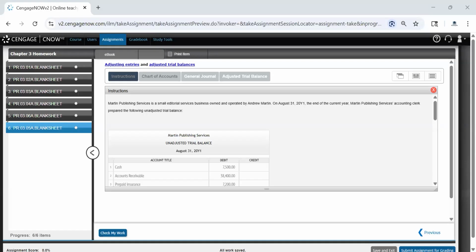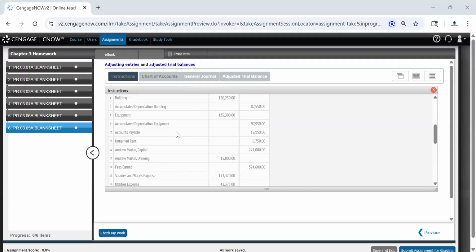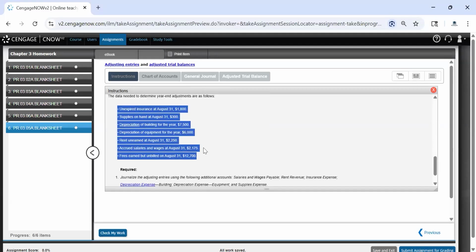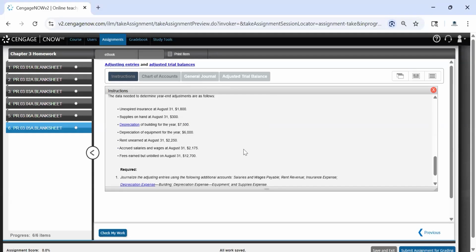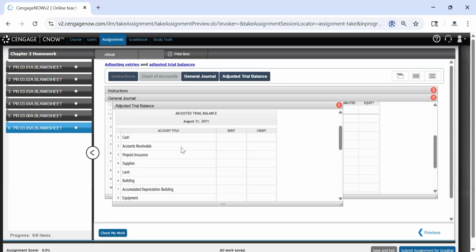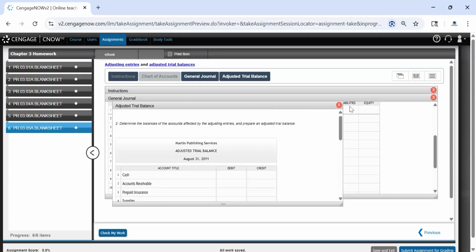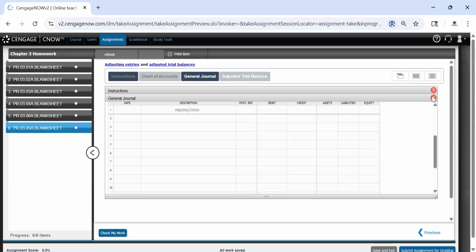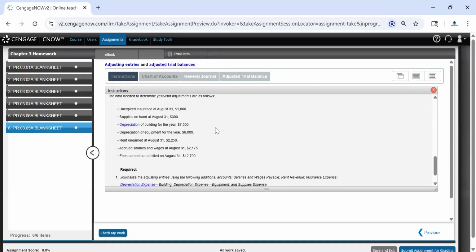We'll be going over a Chapter 3 homework problem for adjusting journal entries and the adjusted trial balance. This homework problem starts with the unadjusted trial balance and then gives us details for 7 journal entries that we need to make to adjust the trial balance to what the ending period balances should be. We're going to post those journal entries in the general journal and then to the adjusted trial balance, editing the amounts in the unadjusted trial balance with the journal entries that we make.